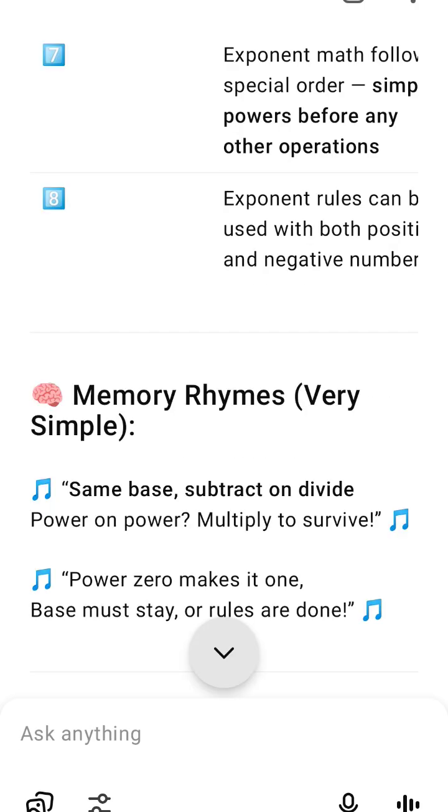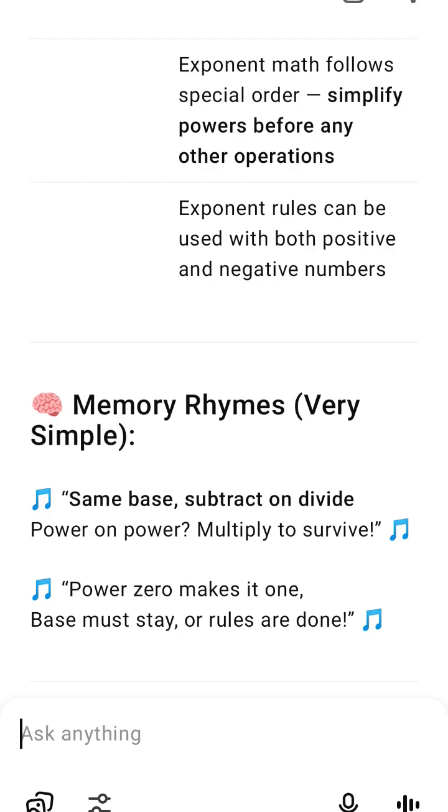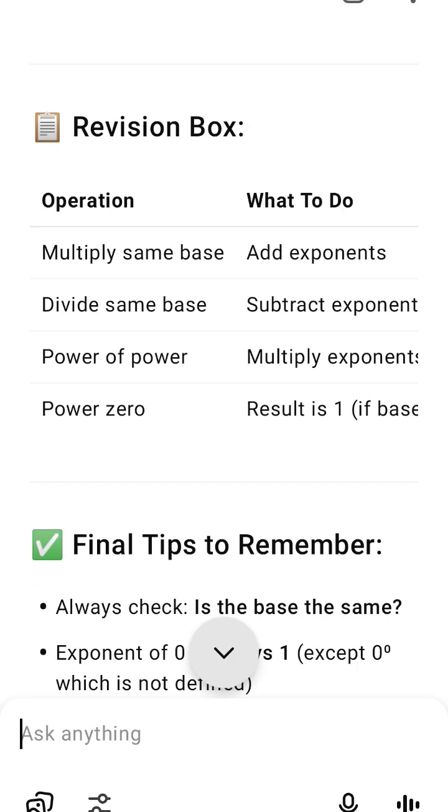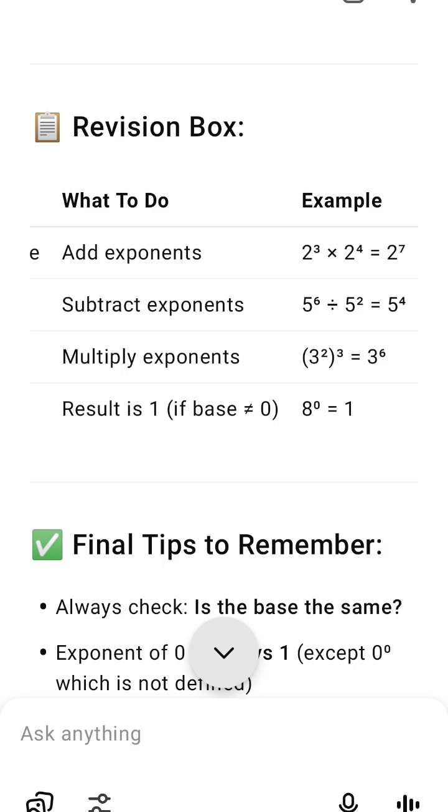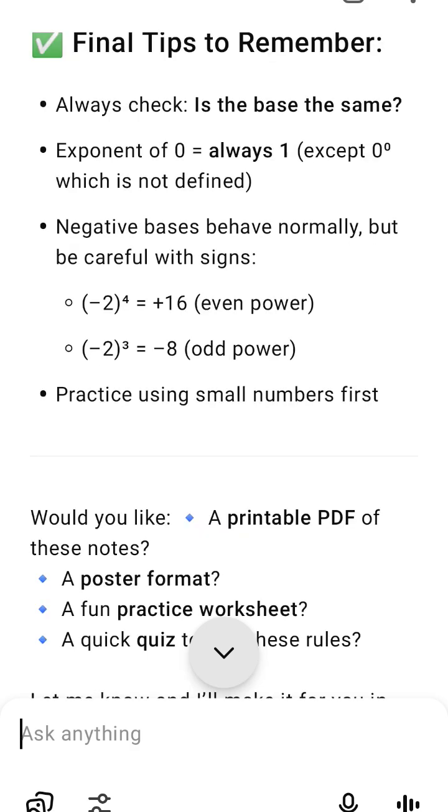Final tips to remember. Always check: is the base the same? Exponent of 0 is always 1, except 0^0 which is not defined. Negative bases behave normally, but be careful with signs. (-2)^4 equals plus 16, even power. (-2)^3 equals minus 8, odd power. Practice using small numbers first.